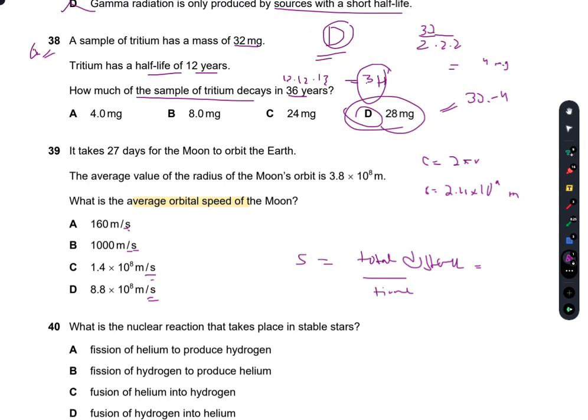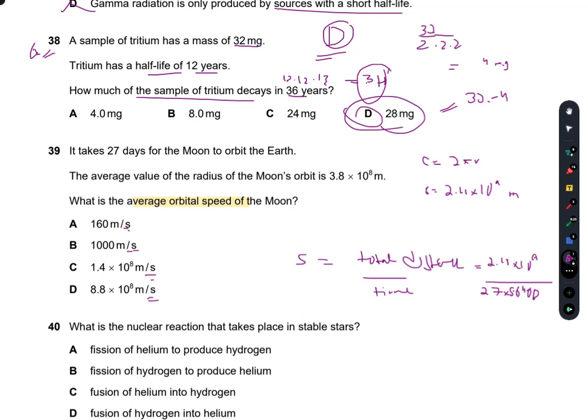So in one day there are 86,400 seconds. You should remember this. So there are 27 days into 86,400, and the total distance is 2.4 into 10 to power 9. Now you do simple calculation here. 2.4 into 10 to power 9 divided by 27 into 86,400. So that is equal to 1000 meters per second.